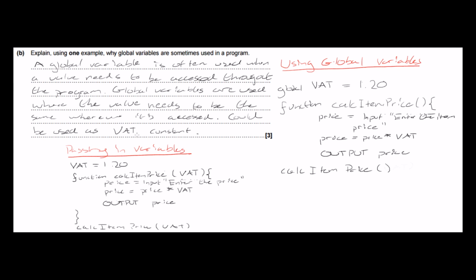For the last mark there, you could have had things like a constant for pi instead of my example about VAT here. Any acceptable example where you're using it as a constant, they would have allowed in the mark scheme for this question.